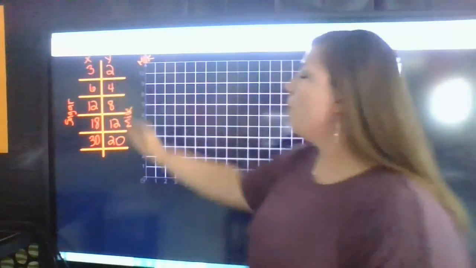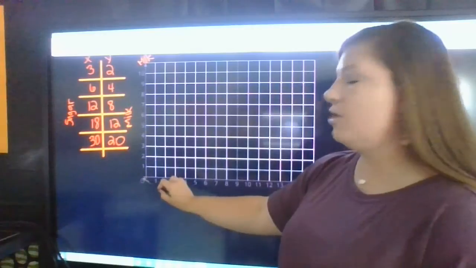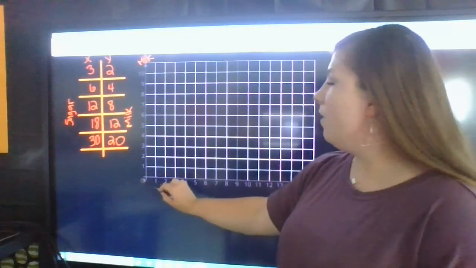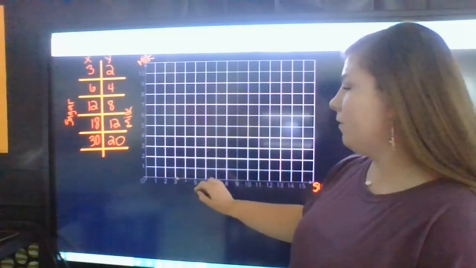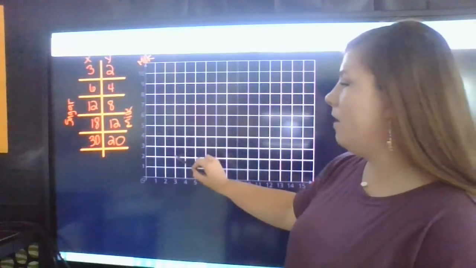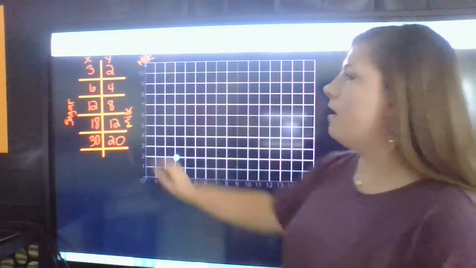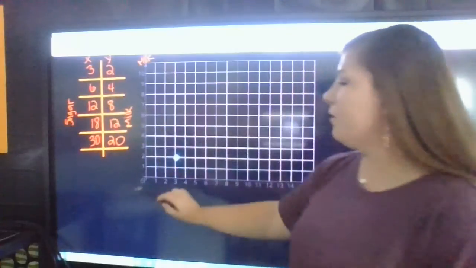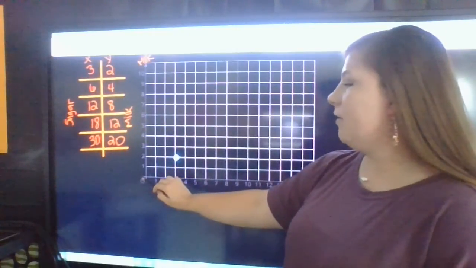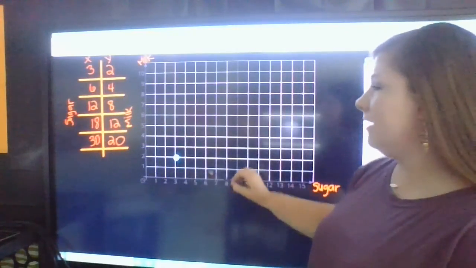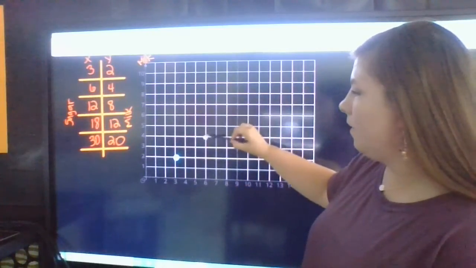X is 3, Y is 2, so we need to start at the origin (0, 0), and we go to the right 3 places, and then we go up 2. The next one is (6, 4), so we need to start at the origin (0, 0), and we need to go to the right 6 and up 4.